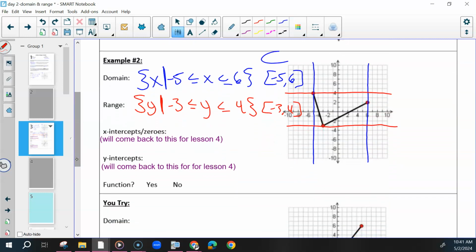Now, the next part is just review. What are the x-intercepts? -4 and 2. Write those as ordered pairs. And the y-intercept? Sure, negative 1/2. 0, negative 1.5. Is this a function? Yes. If you did the vertical line test, it would only cross at one place.